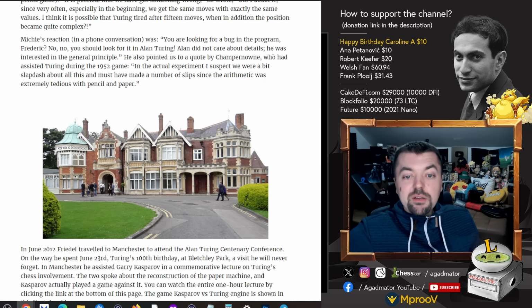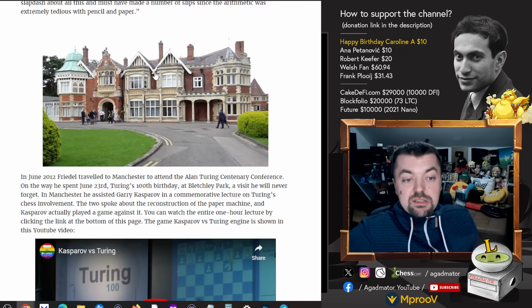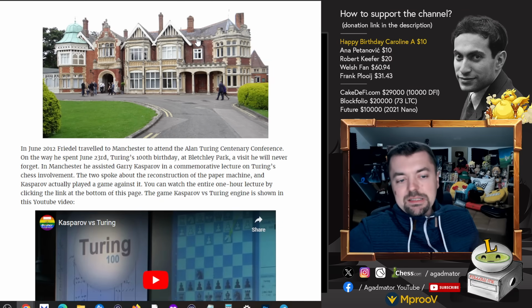Alan did not care about the details. He was interested in the general principle. He also pointed us to a quote by Champernoun, who had assisted Turing during the 1952 game. "In the actual experiment, I suspect we were a bit slapdash about all of this and must have made a number of slips, since the arithmetic was extremely tedious with pencil and paper."